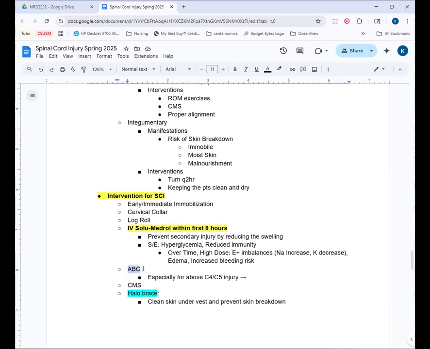Other intervention, assess your ABCs, especially for above C4 and C5 injury. Oh wow, look, that came up again. How I didn't remember it the first time, Lord only knows. Why is that important? What happens with injury that's above C4 and C5?